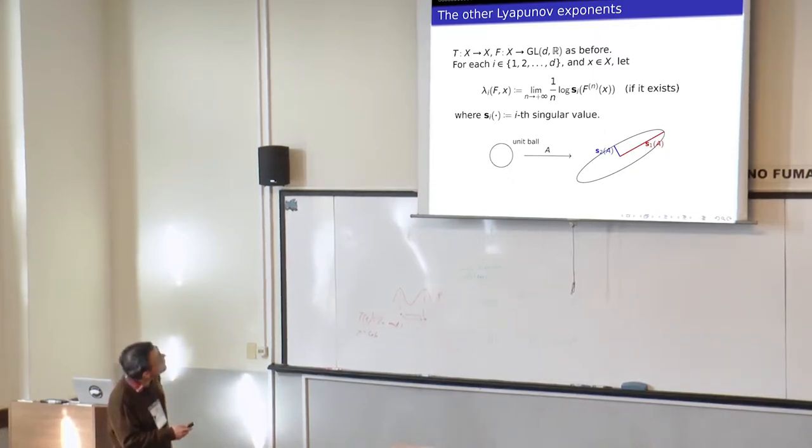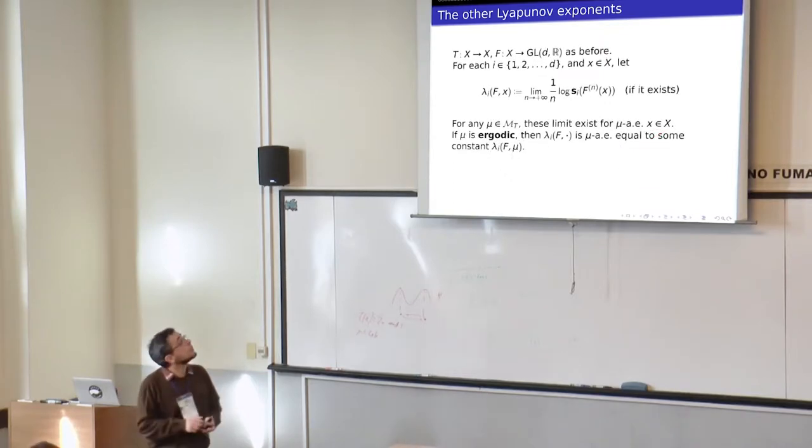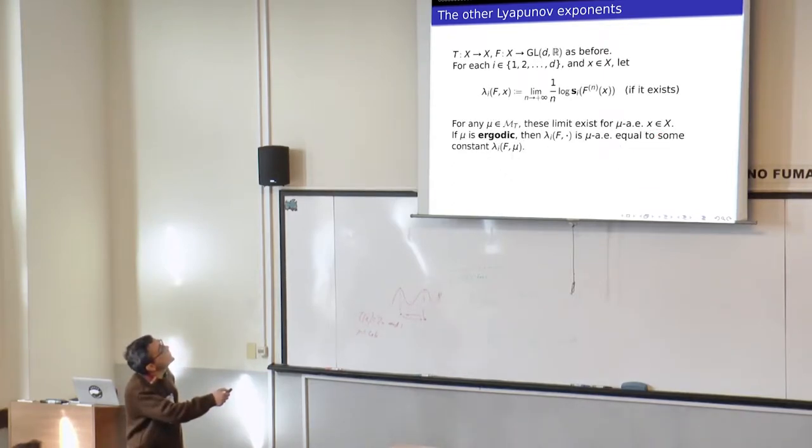Okay, let's go to the other Lyapunov exponent. So what you do is the following. Instead of taking the norm, now we take the singular values. What are the singular values? If you have a matrix A, you take the image of the unit ball, which is an ellipsoid, and these singular values are the half axes of your ellipsoid. So the first one, the biggest one, is the norm. And then you have the others.